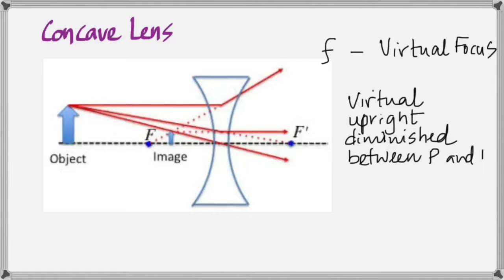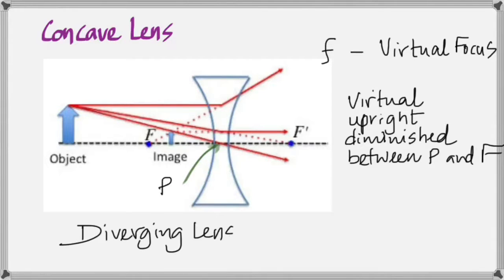So that is the image formed by a concave lens. A concave lens is a diverging lens. A convex lens was a converging lens. See that? This is diverging.